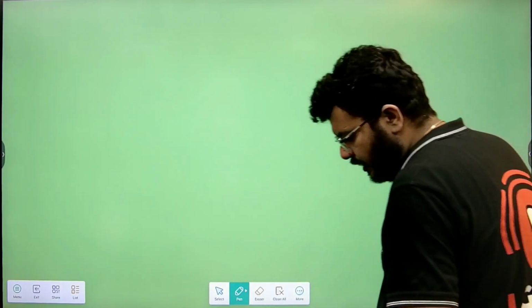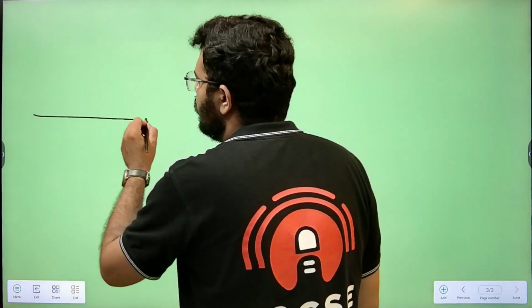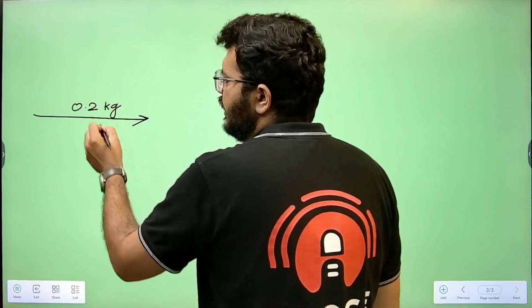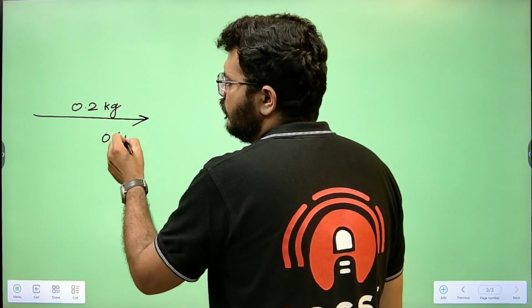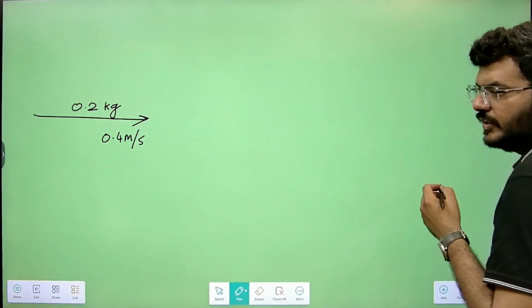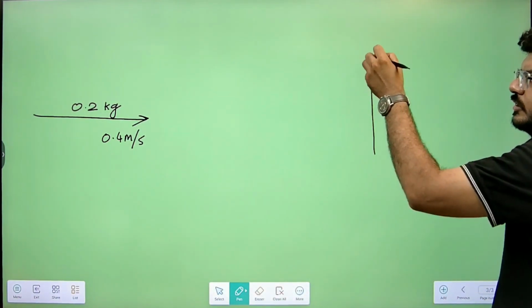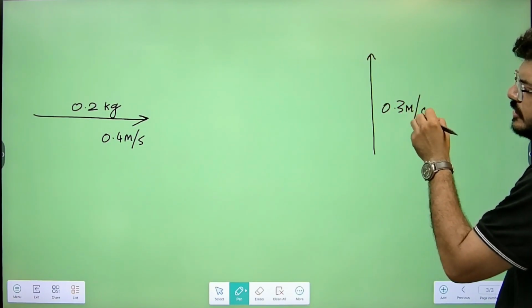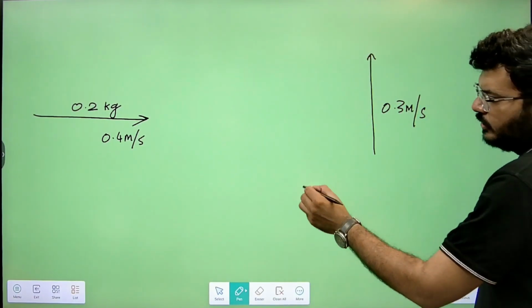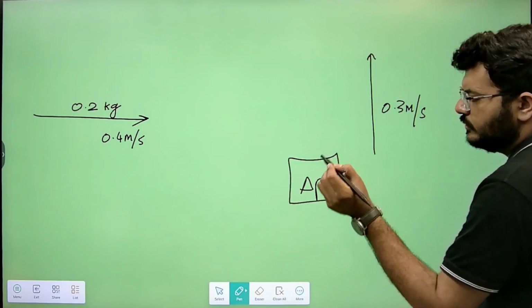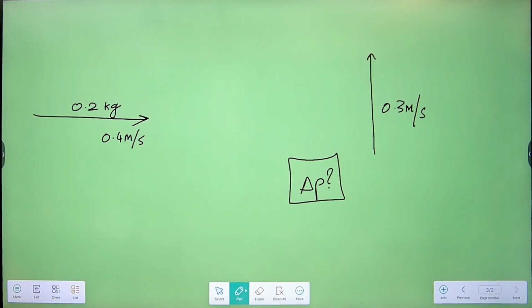So yesterday, I think most of you were there, but still I am doing this question. So there is a ball of mass 0.2 kilogram, right? It has a velocity of 0.4 meters per second. This is a snooker ball, and after collision with the table, it starts going in this direction with a velocity of 0.3 meters per second. You have to find out the change in momentum. How would you do this? How would you find it?